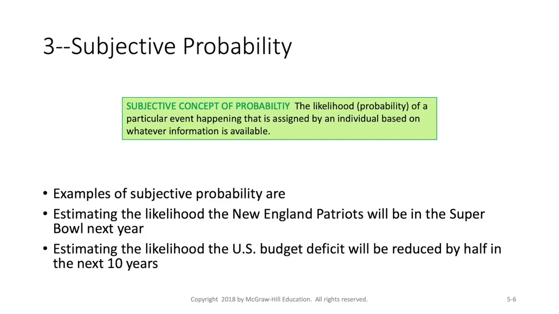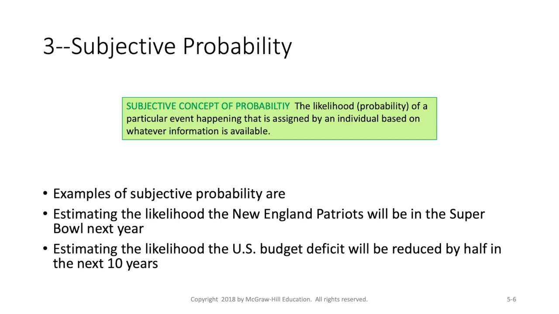So the third approach to probability is basically used when there's little or perhaps even no data available. In these cases, probability can be estimated subjectively. And so an individual would base this subjective probability on whatever information they do have available.